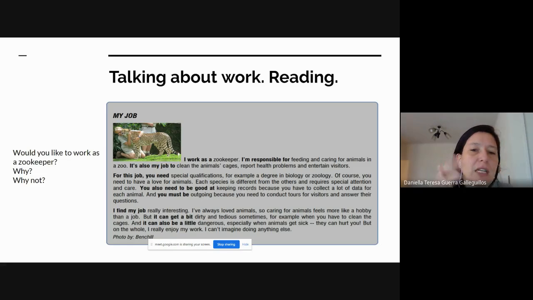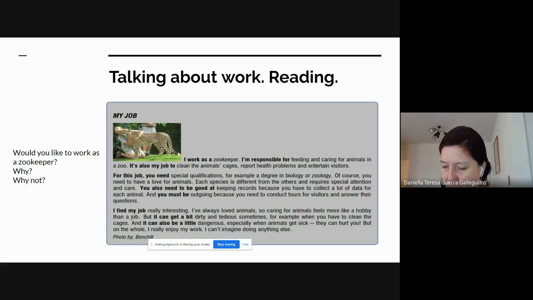I find my job really interesting. I've always loved animals, so caring for animals feels more like a hobby than a job. But it can get a bit dirty and tedious sometimes. For example, when you have to clean the cages. And it can also be a little dangerous, especially when animals get sick. They can hurt you. But on the whole, I really enjoy my work. I can't imagine doing anything else.